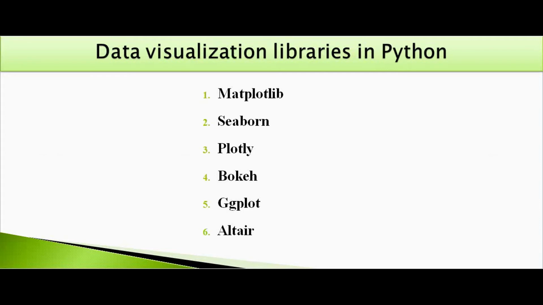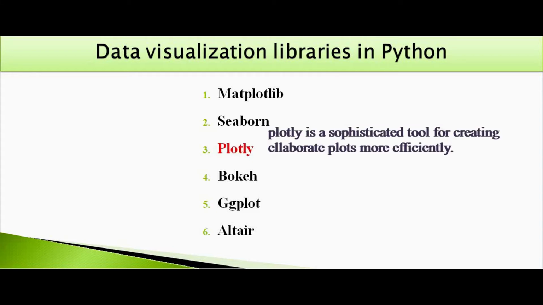In Python, we have 6 popular libraries to implement data visualization. The most commonly used Python library is Matplotlib. Then we have Seaborn, Plotly, Bokeh, ggplot, and Altair. Out of this, Plotly is a more sophisticated data visualization tool that is better suited for creating elaborate plots more efficiently. And the advantages are that only a few lines of code are necessary to create beautiful, pleasing, interactive plots. And it is easy to modify and export your plot also.